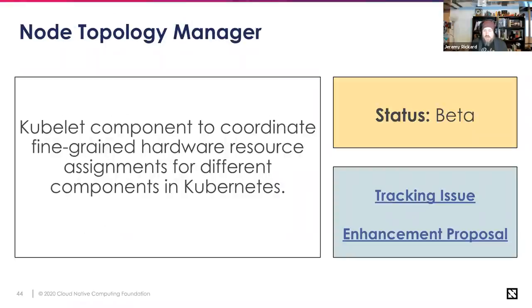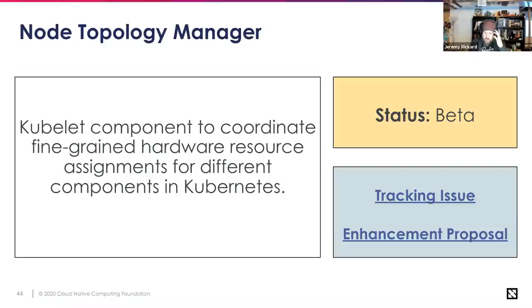Next one up is the topology manager. It gives you the ability to run pieces of Kubernetes and workloads in different hardware topologies. Basically, if you have some GPU nodes or other things that you want to run low latency workloads in, this is allowing you to do that.